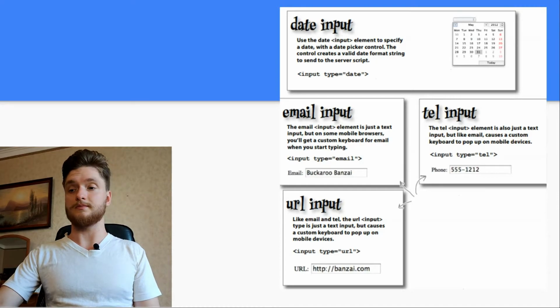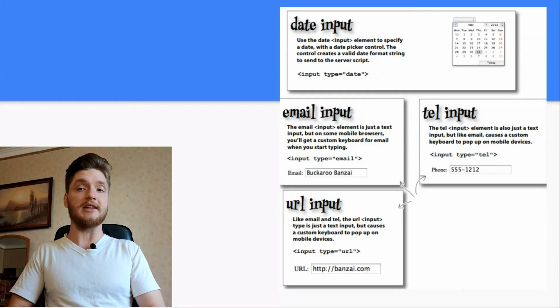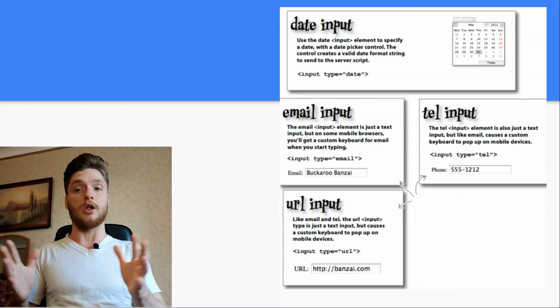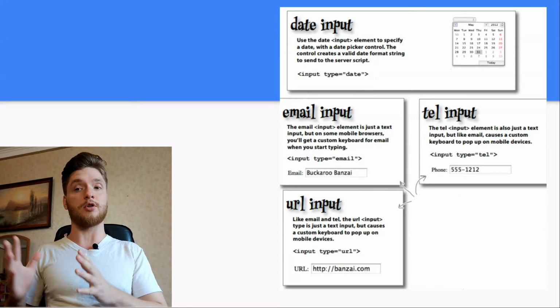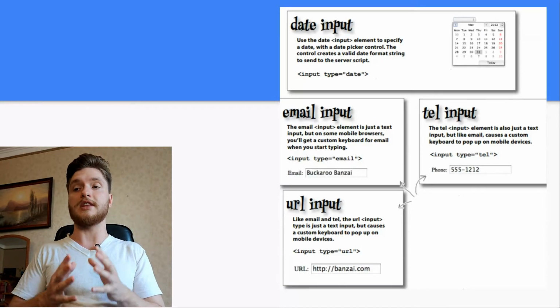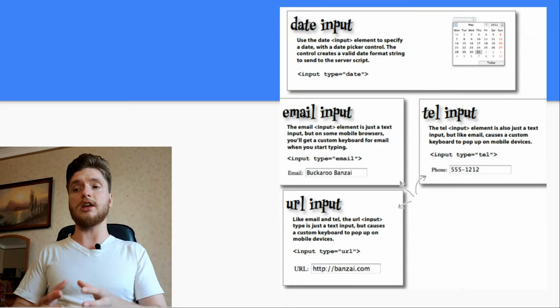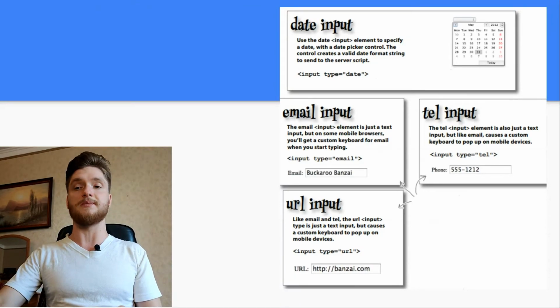Date input. Use the date input element to specify a date. With the date picker control, the control creates a valid date format string to send to server scripts. Like with color, if the date input isn't supported by the browser yet, you'll get regular text input instead.